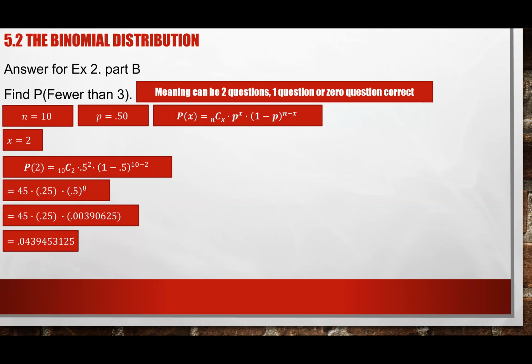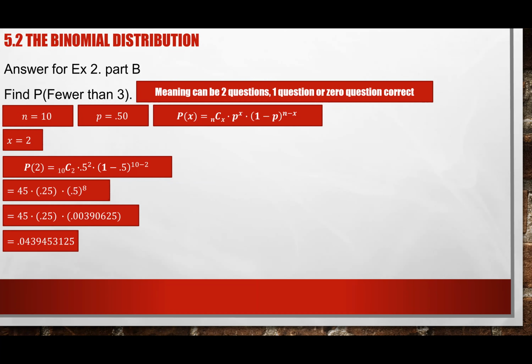If you multiply them all out, this is the first item we have. If we go in there and randomly select your answer to answer your question, the probability of you having 2 correct answers is 0.0439, okay?